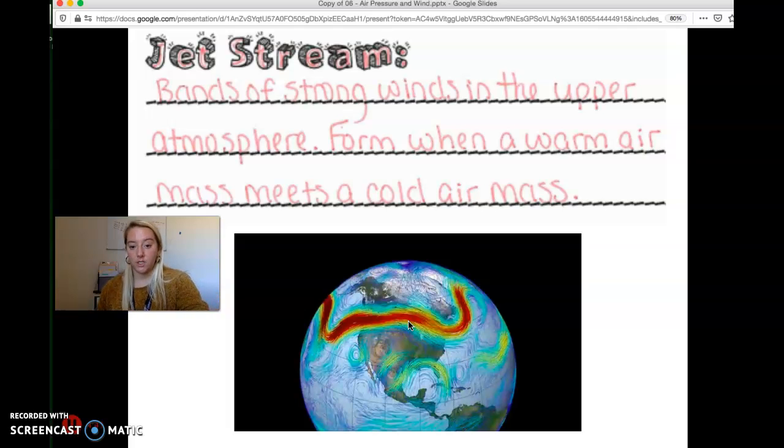But that's the jet stream. It's called that because airplanes will actually use it to get from one place to another, and as long as they're not going against it, it increases their speed and can quickly get them from one place to another if they're close enough.